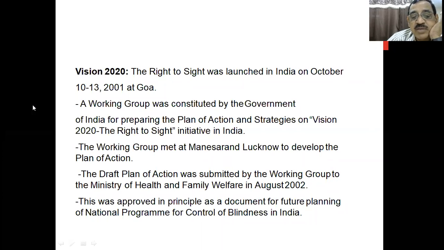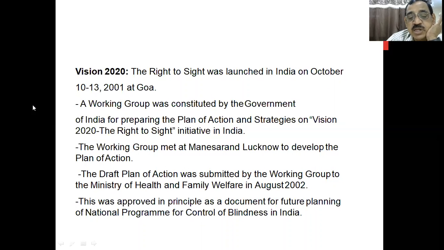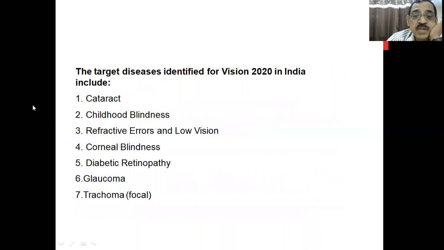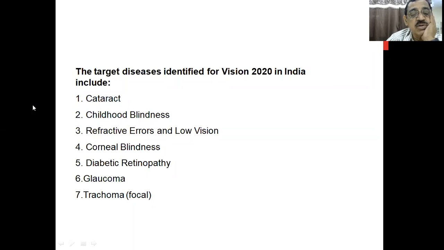The draft plan of action was submitted by the working group to the Ministry of Health and Family Welfare in 2002. Though it was initiated in 2001, it was submitted in August 2002. And this was approved in principle as a document for future planning by the National Program for Control of Blindness in India. There are certain target diseases identified in Vision 2020, which include: the first one is cataract, then childhood blindness, refractive errors and low vision, corneal blindness, diabetic retinopathy, glaucoma, and trachoma.